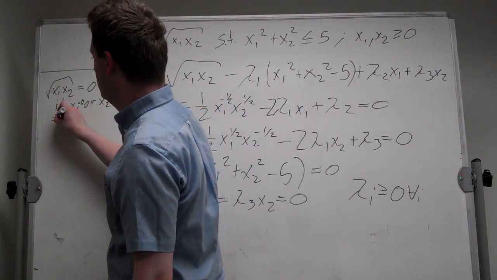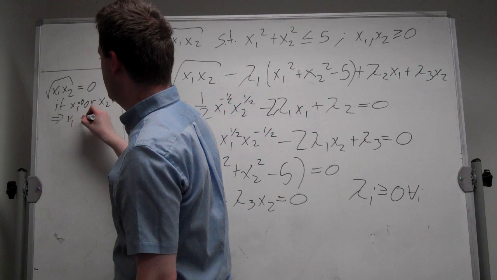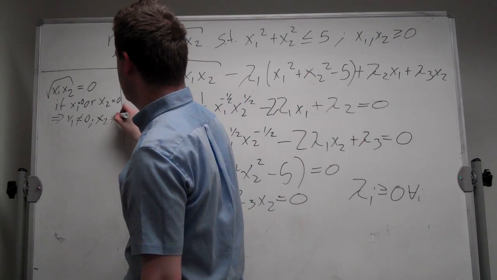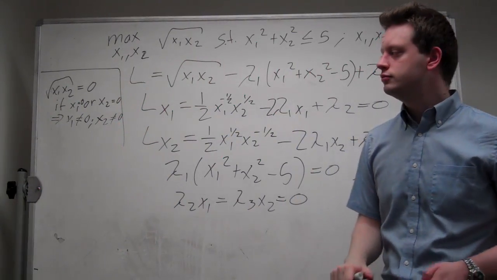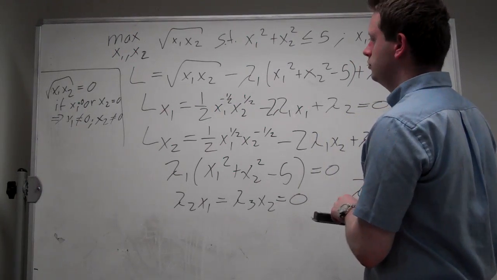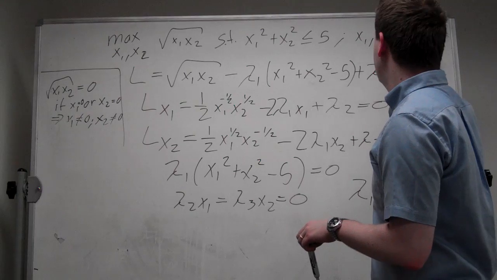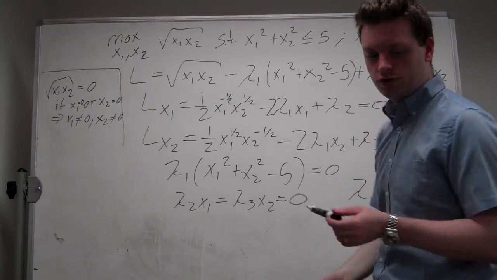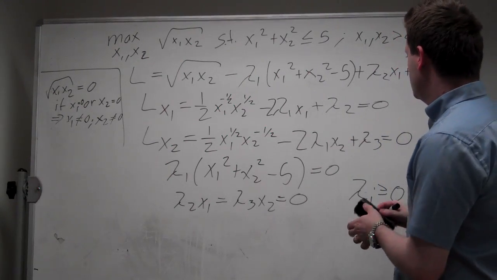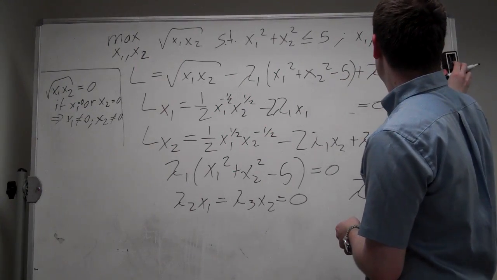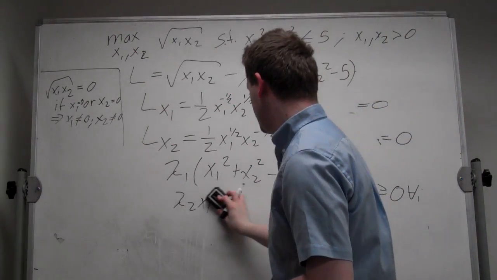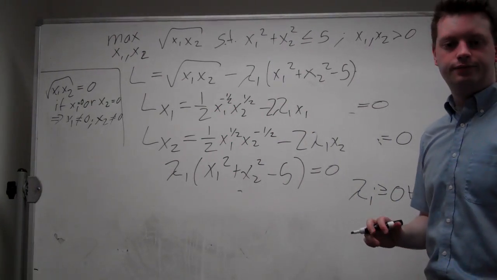So x1 is not equal to 0 and x2 is not equal to 0. Okay, that simplifies a lot. We just got rid of this constraint here because it holds with strict inequality, right? It's not binding. If it's not binding, we can get rid of these Lagrange multipliers and we can simplify our problem accordingly. Voila. Much easier.